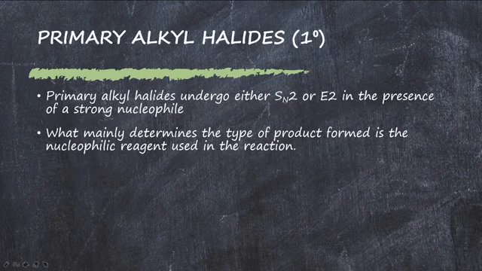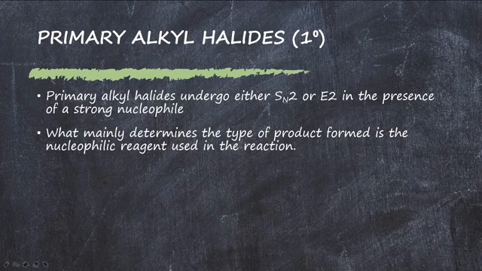Now, we're going to be talking about the first type of alkyl halide. The first type of alkyl halide we're actually going to be talking about is primary alkyl halide, or 1-degree alkyl halides. Primary alkyl halides could either undergo SN2 or E2 in the presence of a strong nucleophile. Like I said, I've not given this point, but let me just tell you. The factor which all these reactions actually depend on is the nucleophile you use.